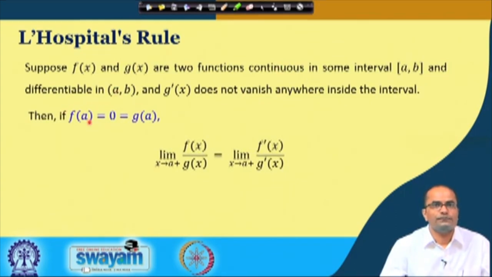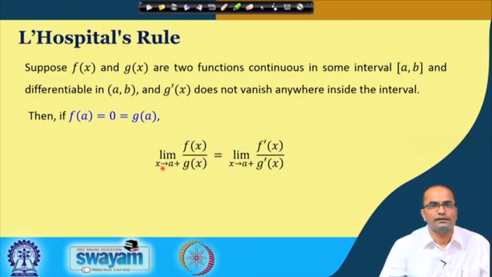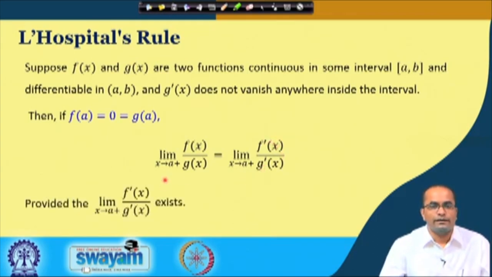And in addition to those conditions, if f a is equal to 0, the function is taking the value 0 at a, and the second function g is also taking the value 0 at this point a, then we will see in the proof of this L'Hopital rule that if we want to evaluate the limit as x goes to a from the right side, the limit of f x over g x, which directly looks like a 0 by 0 form since f a is 0, this rule says that this limiting value is equal to the limiting value of the ratio of the derivatives. So, it is another application of the derivatives, and naturally it holds when the limit of the derivatives exists.